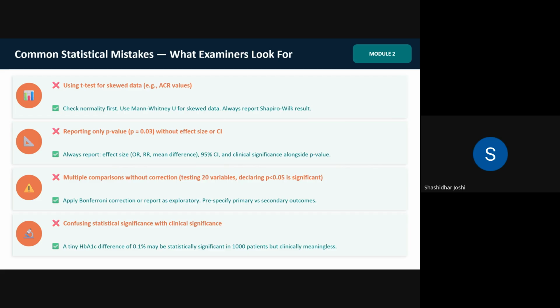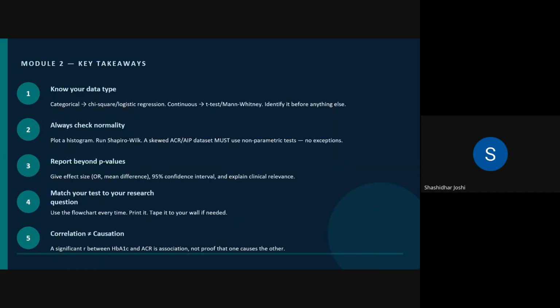So key takeaways: first is know your data very well. Remember the first slide, categorical. If the data is categorical, go for chi-square test or logistic regression. If the data is continuous, go for t-test, or Mann-Whitney if it is skewed. Identify that before anything else. Always check normality. Another thumb rule: plot a histogram, which is very simple. Other things you can ignore. Plot a histogram, and then report beyond p-values. Don't just present the p-value; along with that, display confidence intervals also.